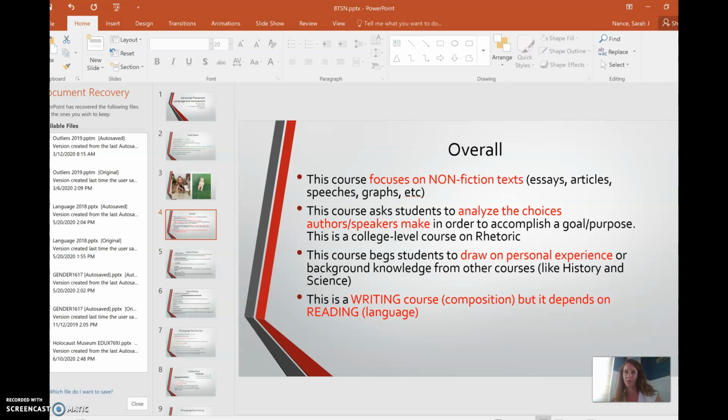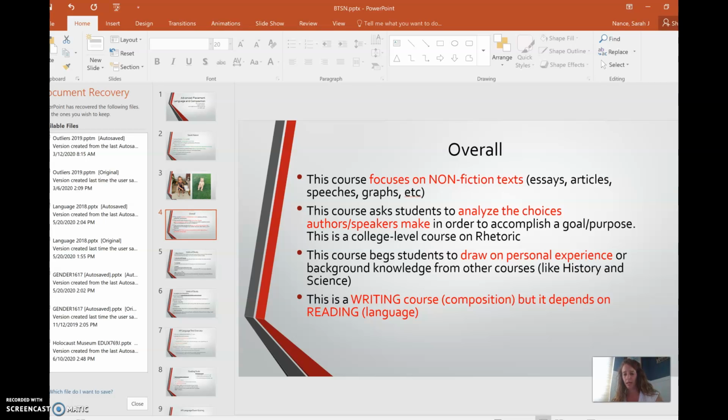Kids really like that book because it connects to some political current events that they want to talk about, so it kind of opens the door for us to talk about politics through the lens of fiction, and of course we apply it in an AP Lang kind of way. What we do in AP Lang is we analyze choices the authors and speakers make in order to accomplish a goal or purpose. So it's basically a college level course, or an introductory college level course on rhetoric and argument. The course asks students to draw on personal experience and background knowledge from their life experiences and other courses to come up with evidence to support their claims.